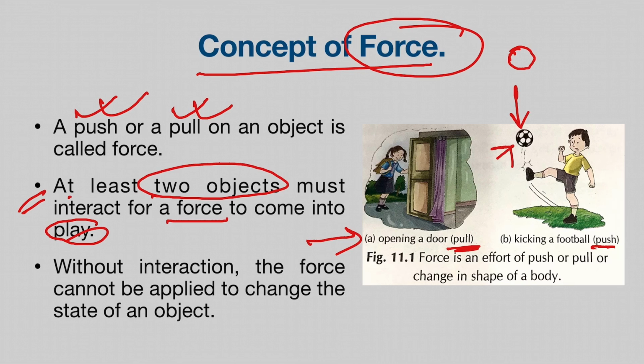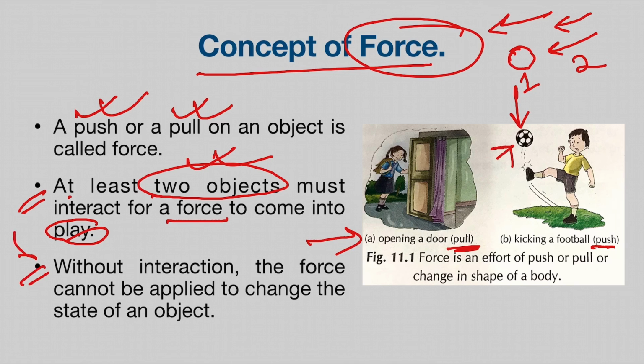But if there is a second object that applies a force on it, not necessarily a human or a boy or any animal, okay, just wind. Suppose there is a strong wind blowing this side, then this ball will experience a displacement because the wind is applying force over here. So here you look, this football is the first object, then we have another object, that is the wind. So at least two objects must interact for a force to come into play.